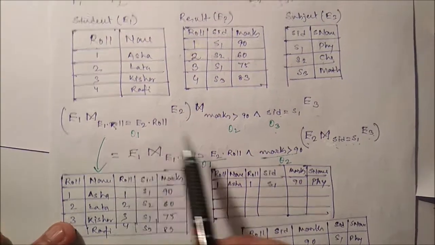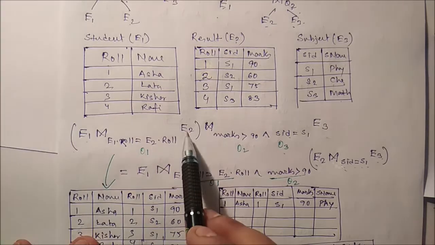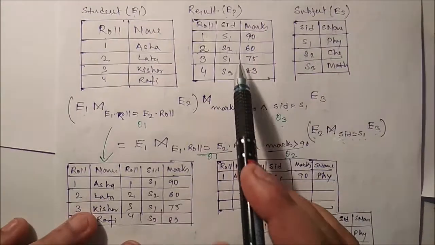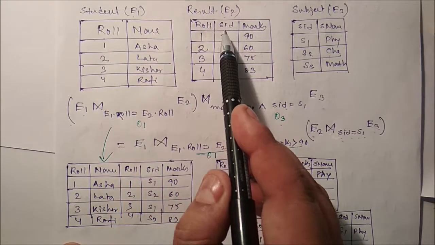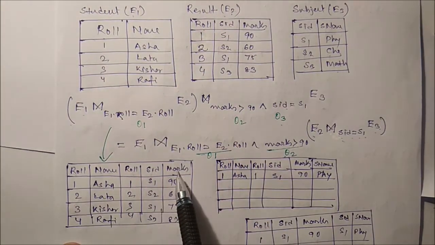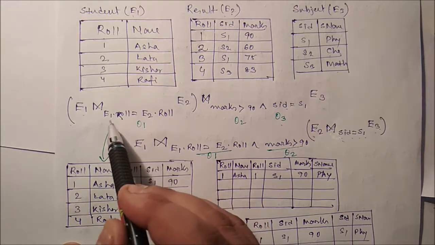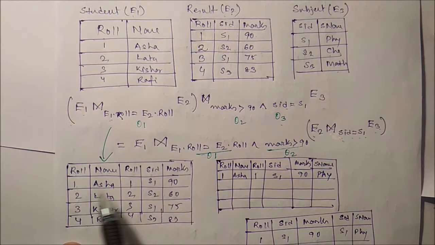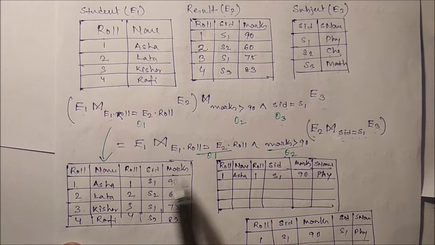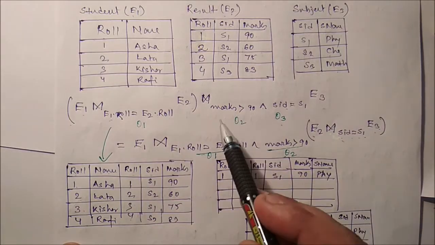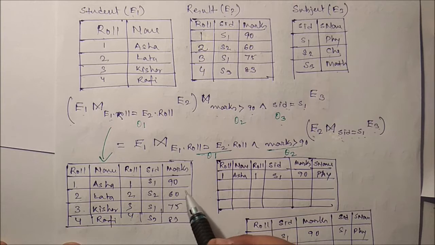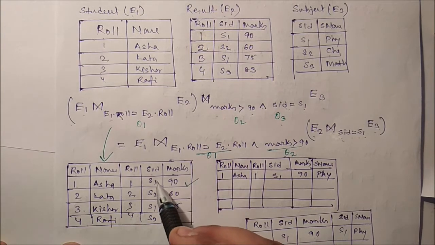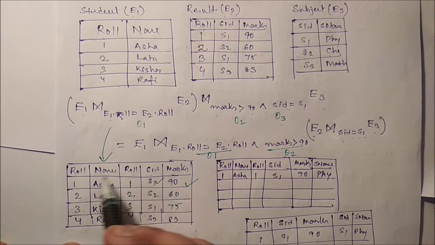So here we can first merge E1 with E2. If you merge E1 with E2, we can get this particular result. So roll number, name, roll number, subject ID, marks. And here the condition is that roll number should be the same. Okay. After that apply this particular condition, marks greater than 90, subject ID S1. So marks greater than 90 means this one is subject ID S1. So definitely only one output will be there.